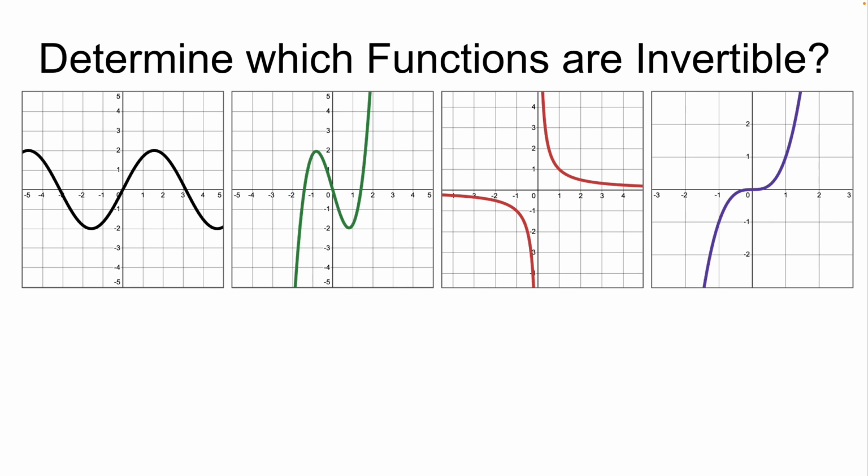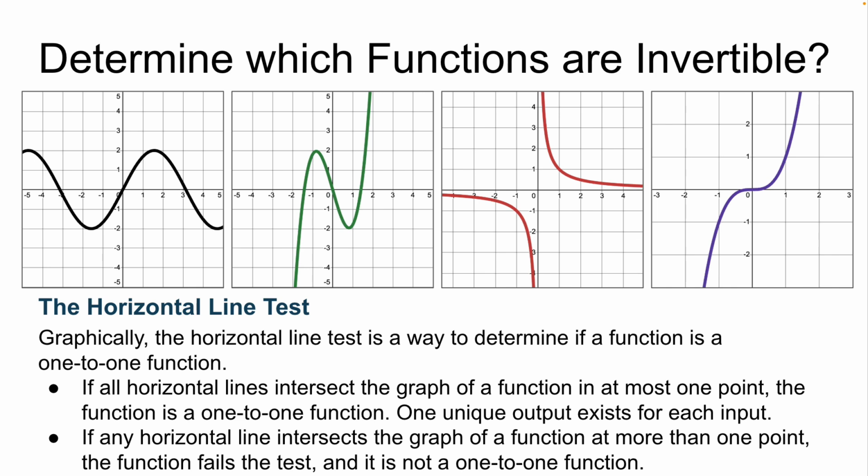The only types of functions that are invertible are functions that are one-to-one. Graphically, we use the horizontal line test to determine if a function is one-to-one. If all horizontal lines intersect the graph of a function at most one point, the function is a one-to-one function, where you have one unique output for each input. If any horizontal line intersects the graph of a function at more than one point, the function fails the test and it is not a one-to-one function, which would mean that it would not be invertible.